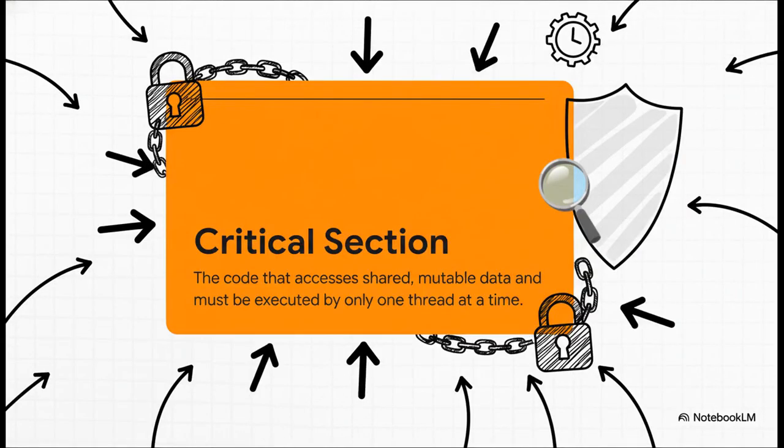So this brings us to a key concept, the critical section. This is the specific chunk of your code that's actually touching the shared data. Your job as a developer isn't just to slap synchronized on everything. It's to be a surgeon. You need to identify the absolute smallest, most precise block of code that needs protection. That's how you keep things safe without killing your performance.